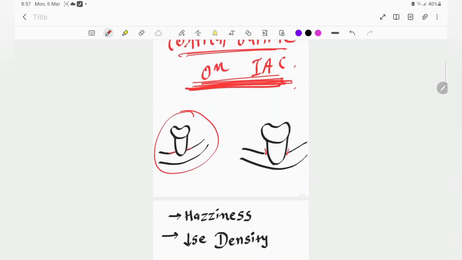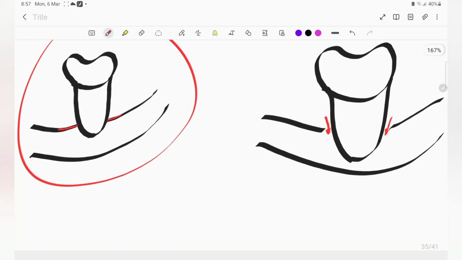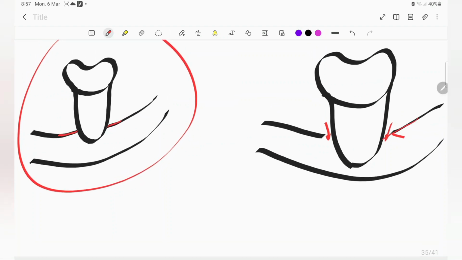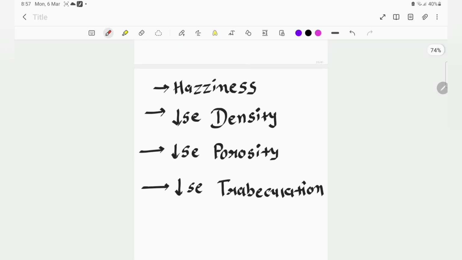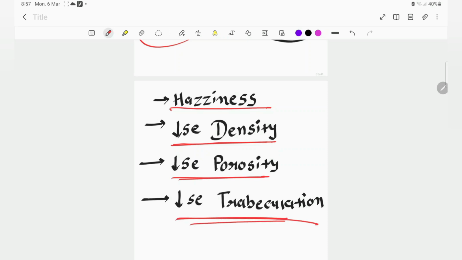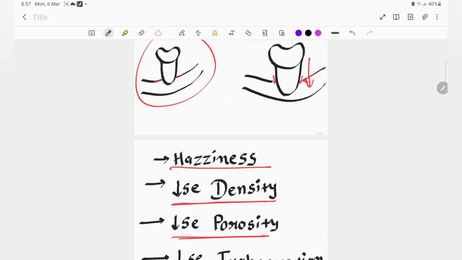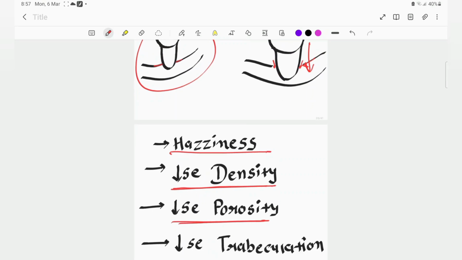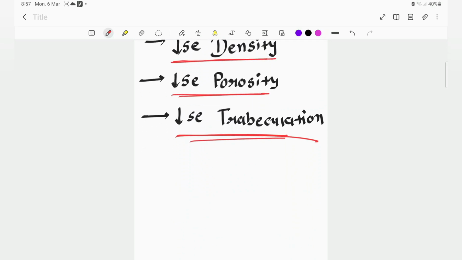So why can't we see this? Because it can happen that it is fractured, or it can happen that the tooth is inside the canal, almost inside the canal. Due to this, radiographically we can see haziness, decreased density, decreased porosity, and decreased trabeculation of bone. That's why only space will occur, right? That's why we can see haziness, decreased density, decreased porosity, and decreased trabeculation.